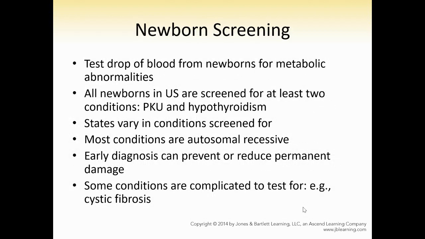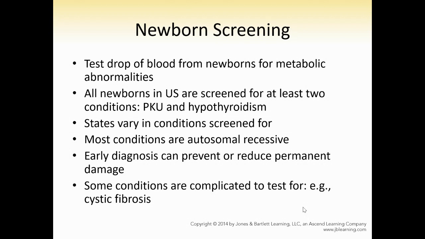So as a result, there have been increasing specificity tests for newborns or prenatal tests, so while the mother is still pregnant. They do a test drop of blood from newborns for metabolic abnormalities. All newborns in the US are screened for at least 2 conditions, PKU and hypothyroidism. Depending on where you live, some states vary in the different conditions they're screened for.